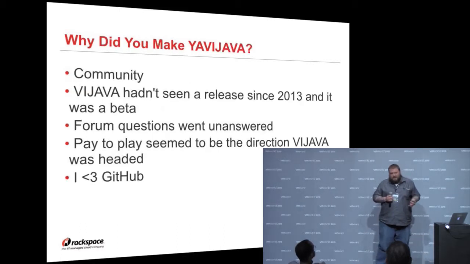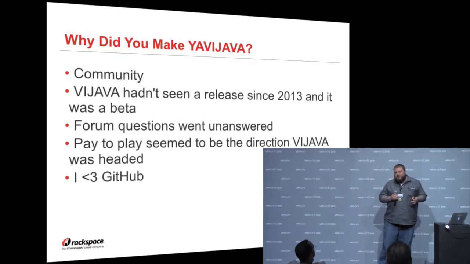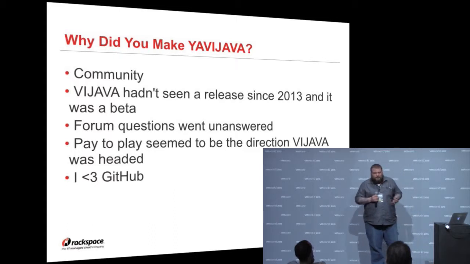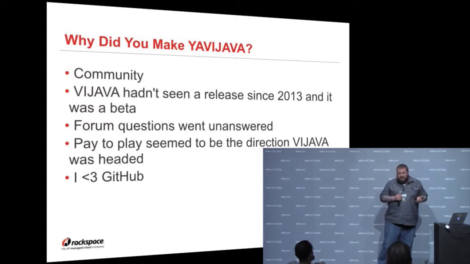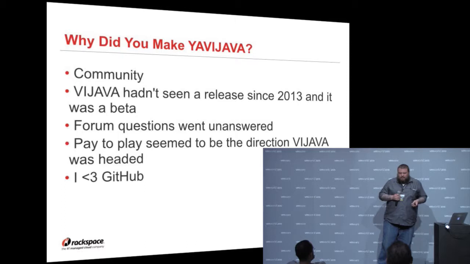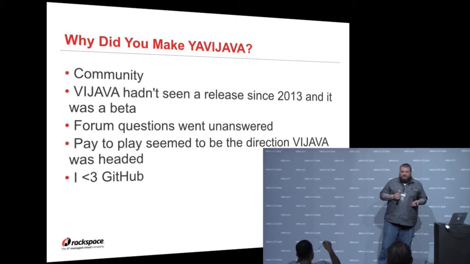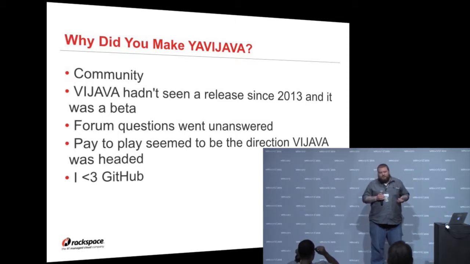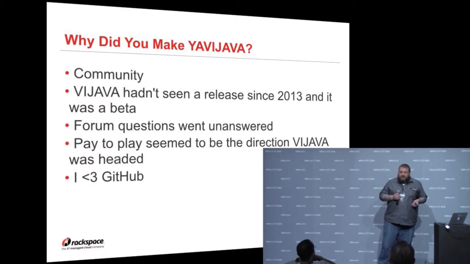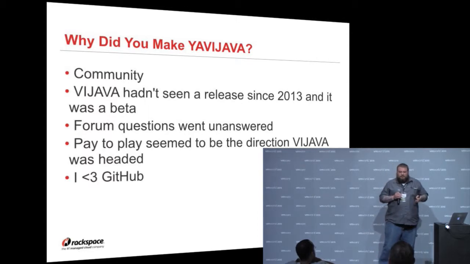So why did I make YAVIJAVA instead of just sticking with VIJAVA or using the Java SDK that VMware provides? Well, let's start with the VMware SDK. It's not open source, so it's out. Boom, not interested. So why didn't we just continue using VIJAVA? Well, the community was basically dead. There hadn't been any public releases of the open source VIJAVA since 2013, and that release was a beta. It wasn't even an official tagged release, so you had to use it at your own risk.